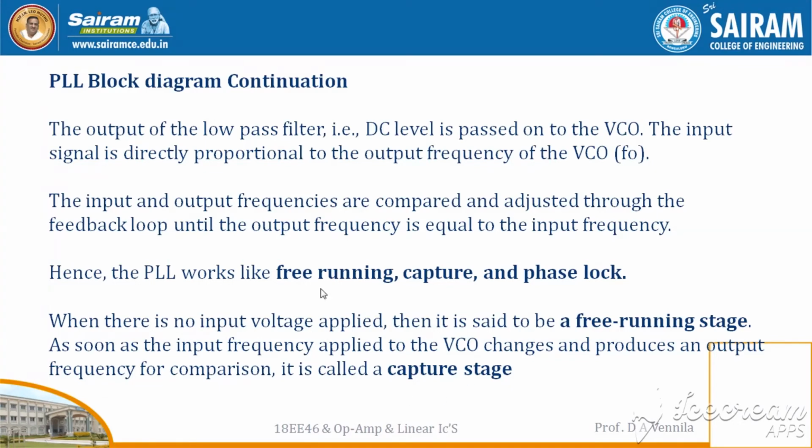So here this PLL works in three conditions, that is free running, capture and lock range. What is meant by free running? Under this free running stage there is no input to the PLL, so we call it a free running stage. And what is meant by capture range? When the input is given to this PLL, the VCO starts changing the output, and the produced output will be compared with your input frequency. That is called capture range.